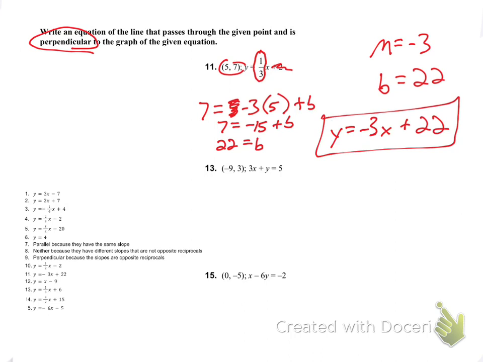So my equation should be y is equal to -3x plus 22. Check my answer, and this is number 11. y is equal to -3x plus 22.